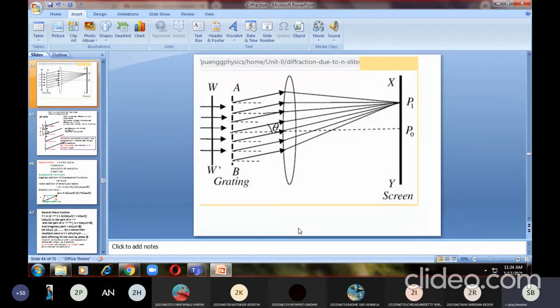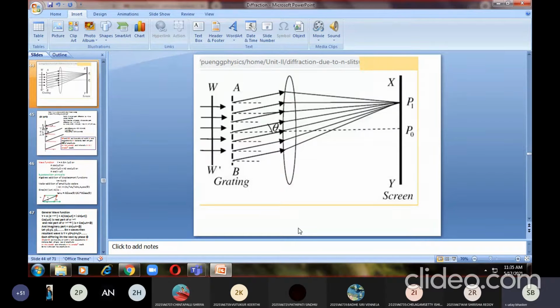So why should we consider only theta? Why not 2 theta or 3 theta? Theta is an arbitrary value. You can range from -90 to +90, whatever you want. So it's just an angle. All the rays propagating in the direction of incidence, that is the dotted lines, will converge at P naught, and all the rays which are making an angle theta with the original direction will converge at P1.